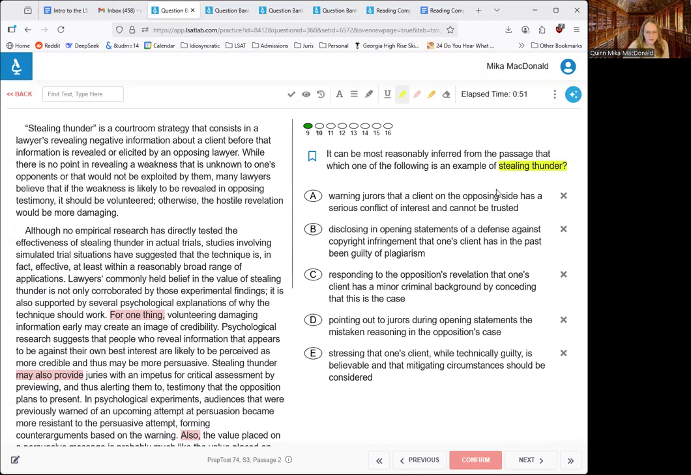So I look at something like E. I'm not defending the client. At this point, I'm throwing my client on the mercy of the court, which may be a great decision given the client's case, but that's not stealing thunder. That's just sort of giving up and throwing yourself at the mercy of the court. So E does not involve actually revealing a weakness. It's just going, hey, my client's guilty, but give him 4 years instead of 20. Ugh.